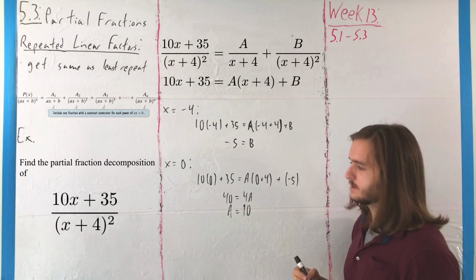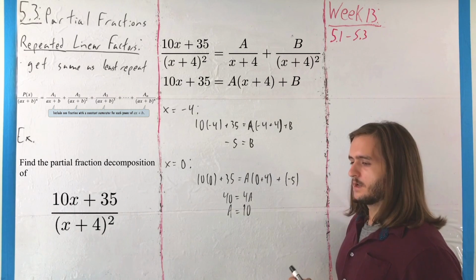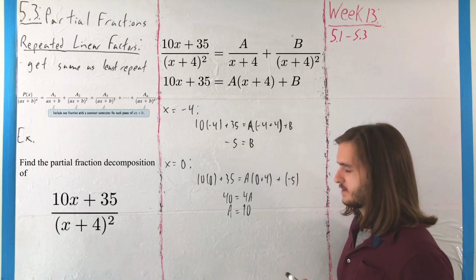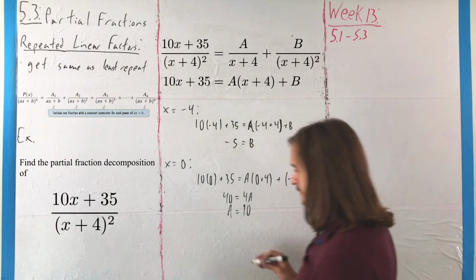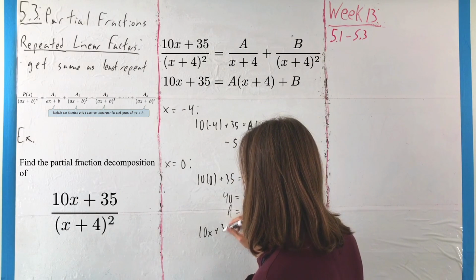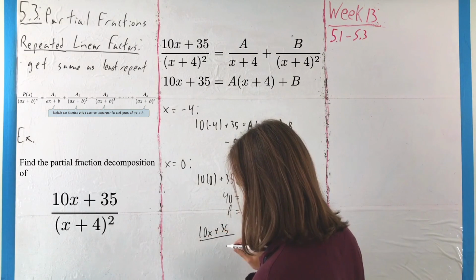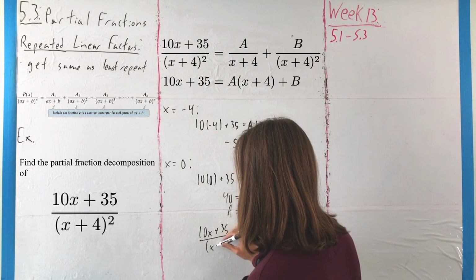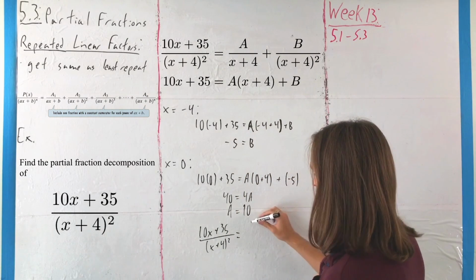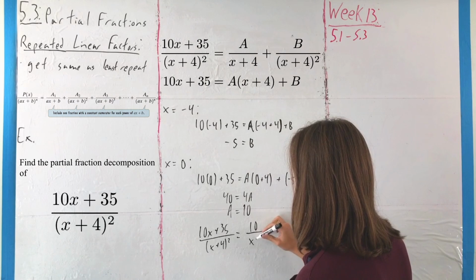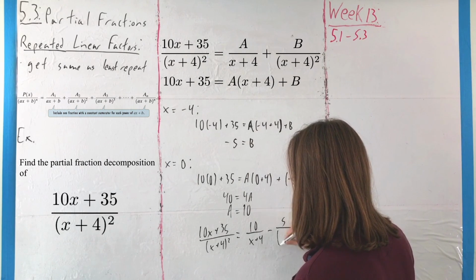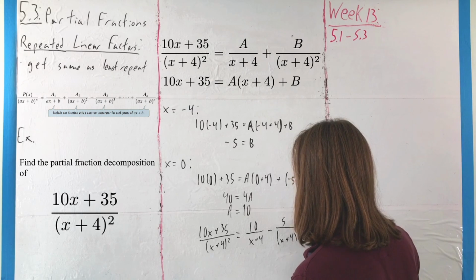So if we want to take that undecomposed rational expression, (10x + 35) over (x + 4) squared, we could instead write it as 10 over (x + 4) minus 5 over (x + 4) squared.